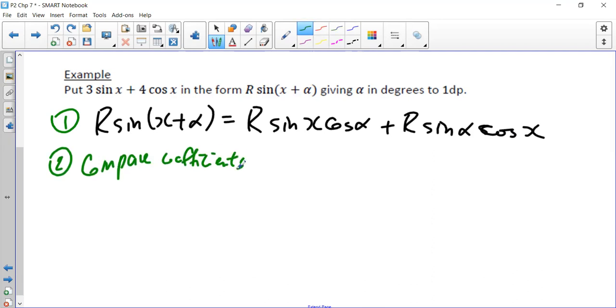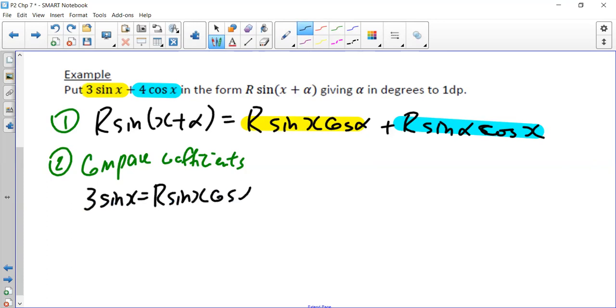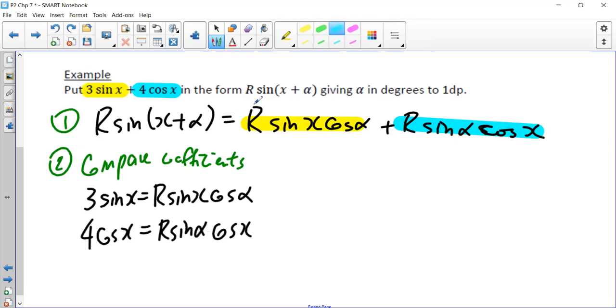Compare coefficients. So we can see there's R sine x cos alpha, we're matching to the first one because of the sine x, they both have sine x. And then 4 cos x can match into this one because they both have cos x. So we can write 3 sine x equals R sine x cos alpha. Now, be careful, the x and alpha, do not mix them up. And 4 cos x equals R sine alpha cos x. There's a color code for you, that's the blue equation, and that's the yellow equation. So that's how I compare it.